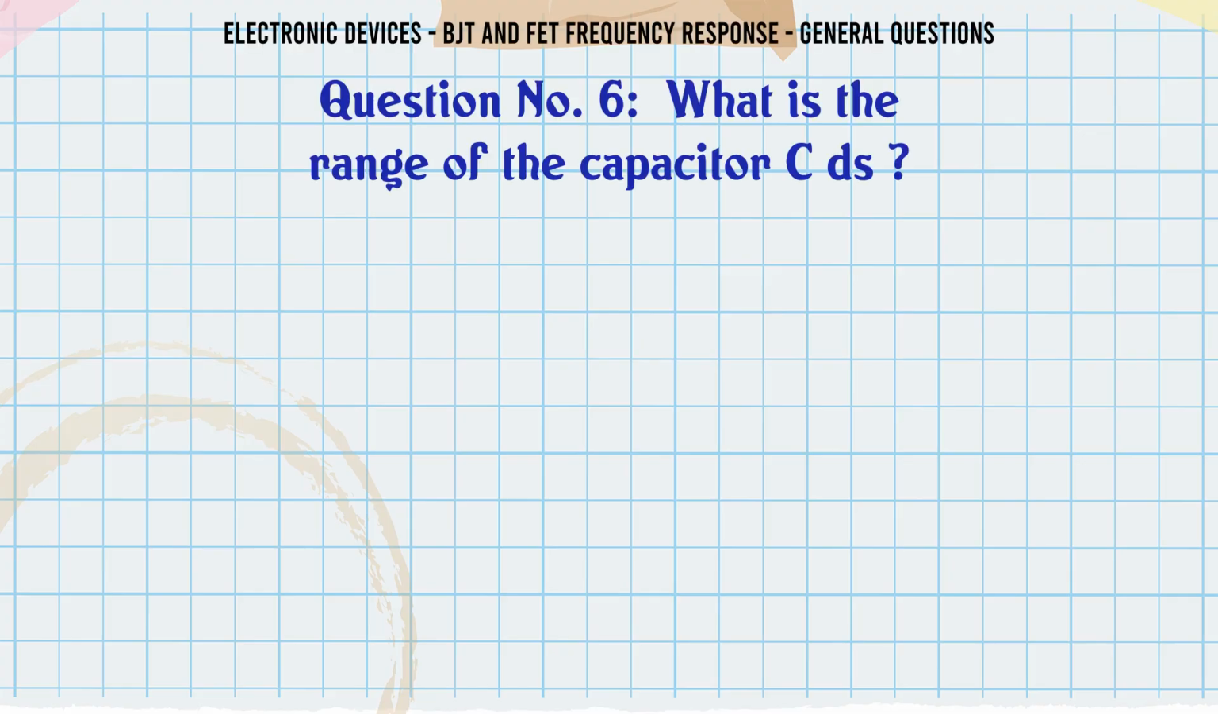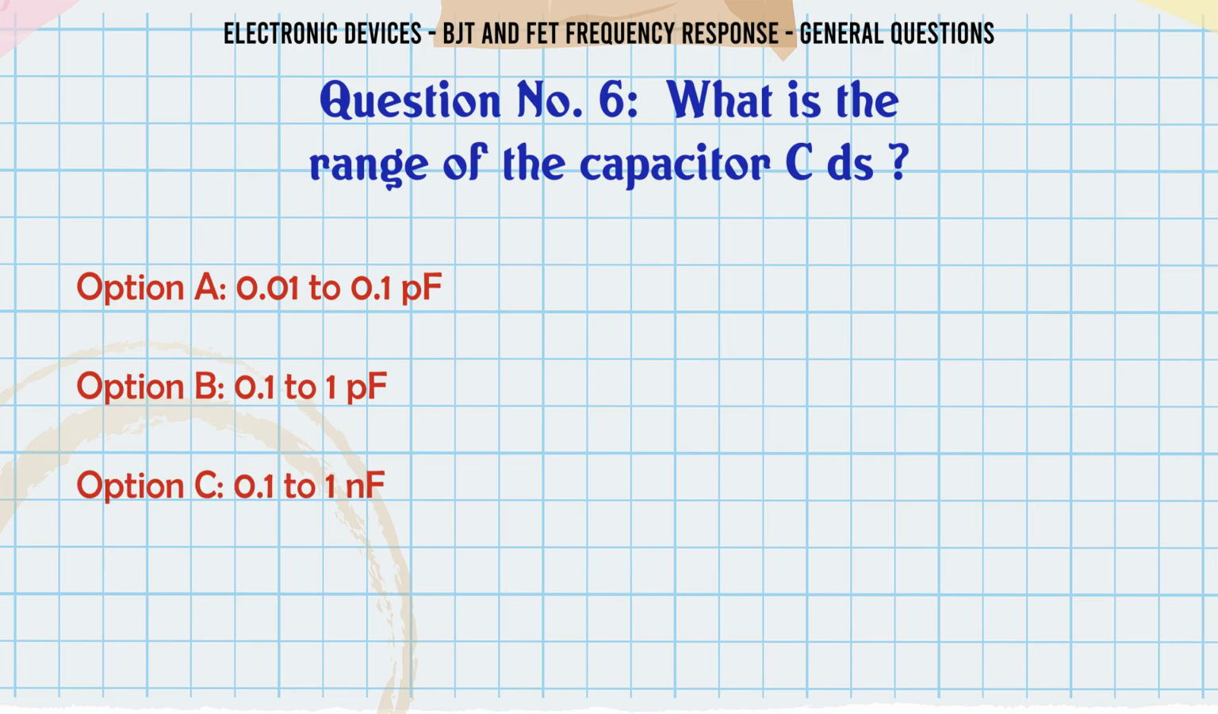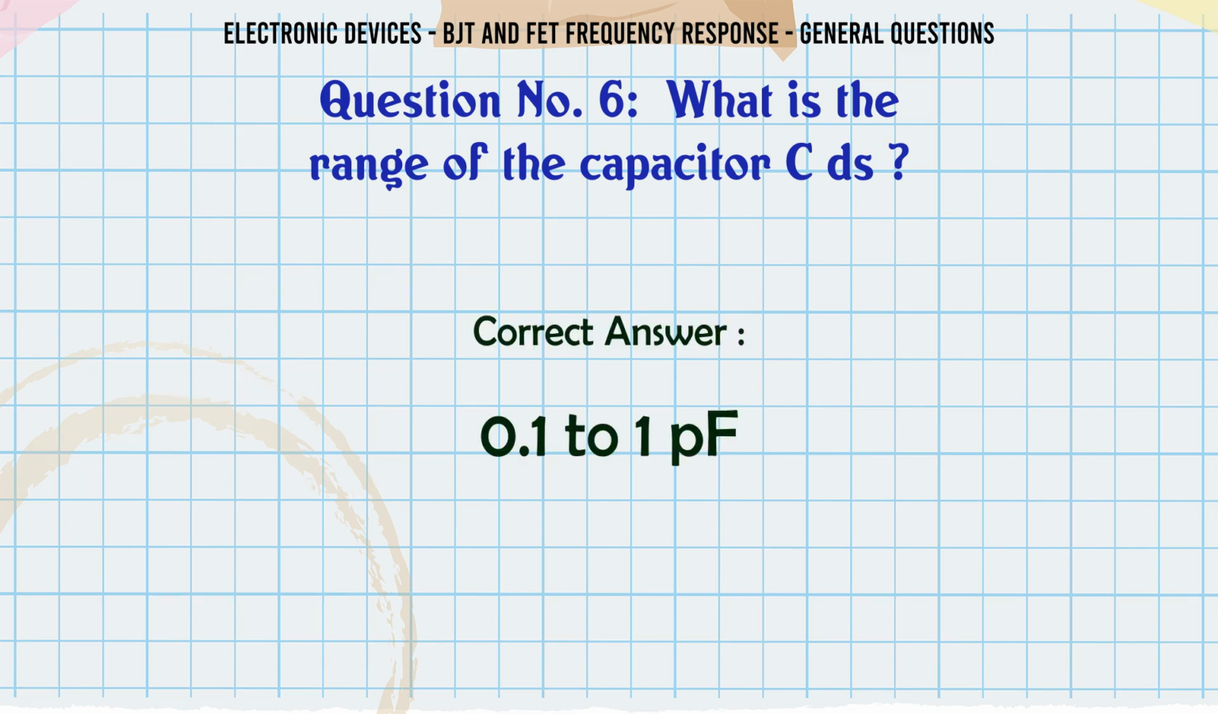What is the range of the capacitor CDS? A. 0.01 to 0.1 pF, B. 0.1 to 1 pF, C. 0.1 to 1 nF, D. 0.1 to 1 fF. The correct answer is 0.1 to 1 pF.